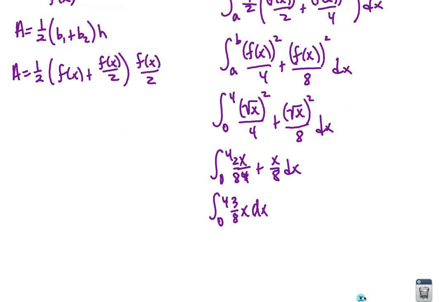So then I do the reverse power rule on this bad boy, and I've got 3x squared, well, x squared over 2 times 8, so 16, from 0 to 4. And this is going to be 3 times 4 squared over 16 minus 0. So this just becomes 3. The volume of that was 3. So as crazy as that looked in the beginning, the volume is just 3.